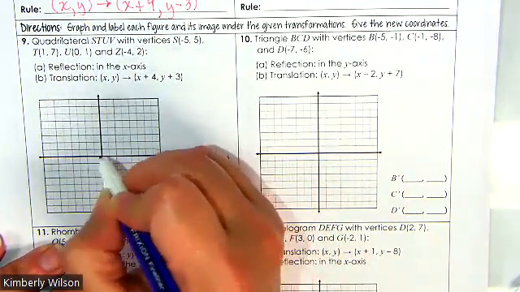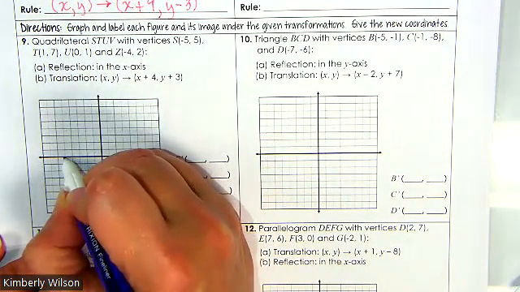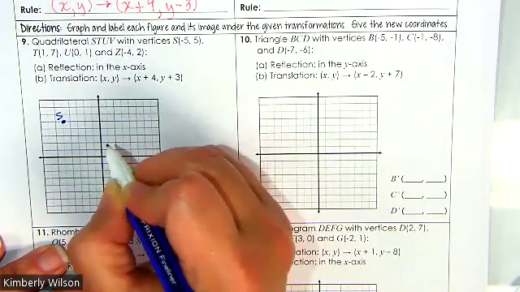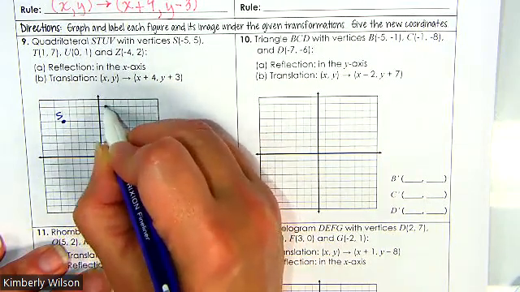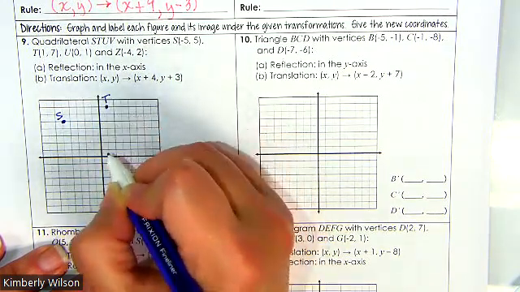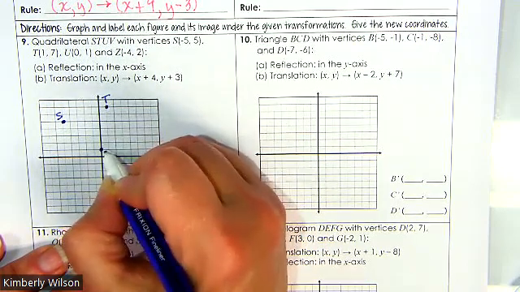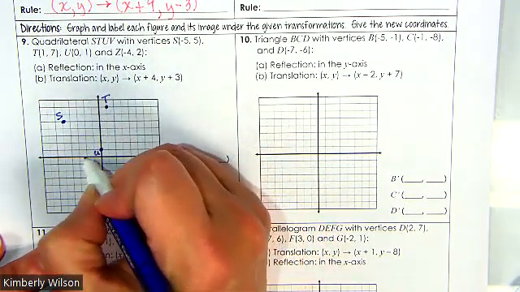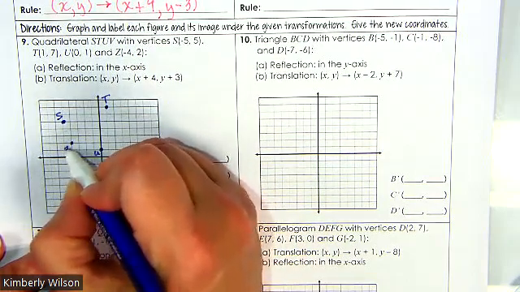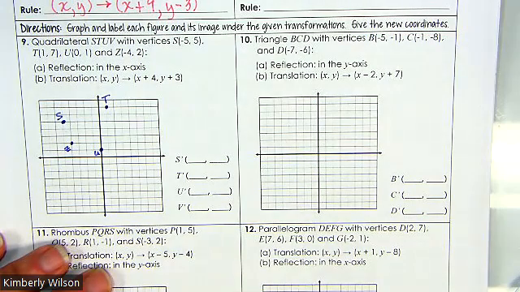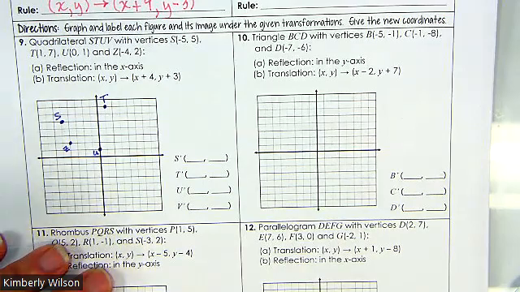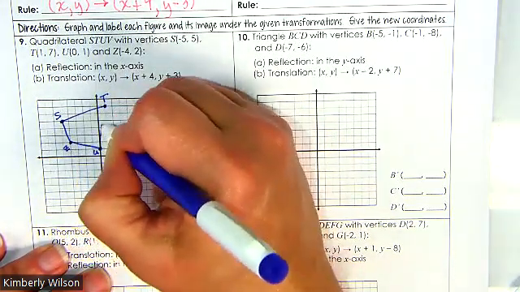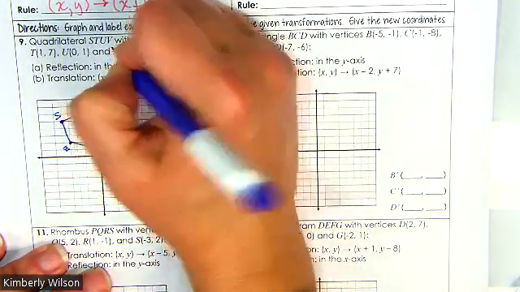So we have S, which is -5, -5. There's S. And then we have T, which is 1, 7. And then we have U, which is 0, 1. And then we have Z, which is -4, 2. Okay, and now we plot the points. And I think if you'll notice on the answer key, it actually changes Z to V in the picture.